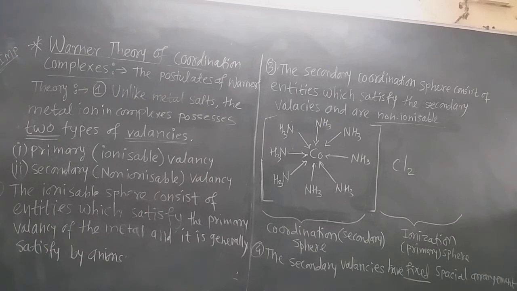Now the secondary valency has a fixed spatial arrangement around the metal ion. Now see the fixed spatial arrangement of the ammonia, which are pointing towards the cobalt, and there are thus 2 spheres, that is the coordination sphere and the ionization sphere, present in the coordination compound. Now this is about the coordination compound, which are the correct postulates given by Werner.